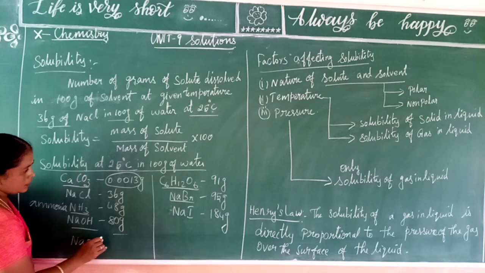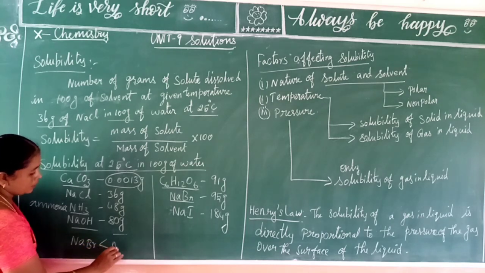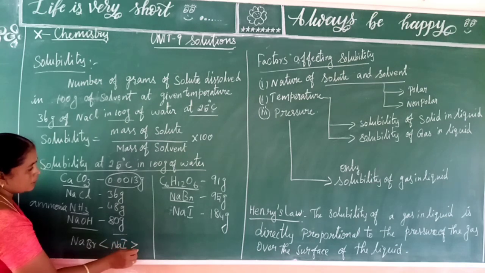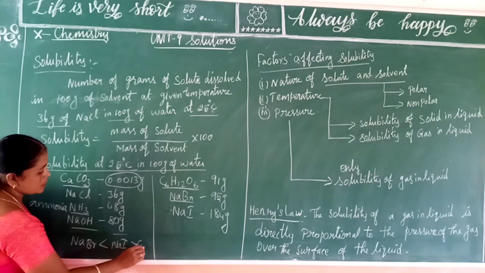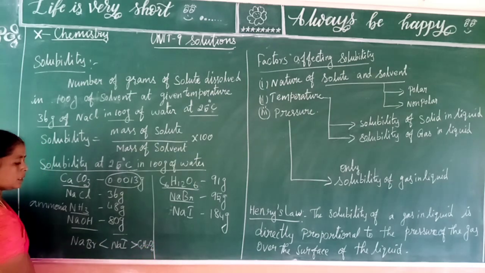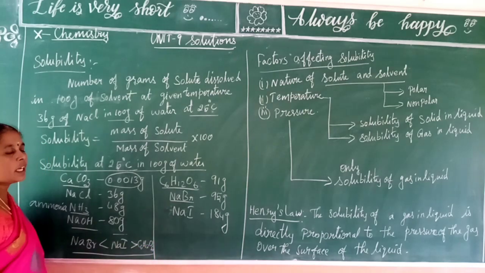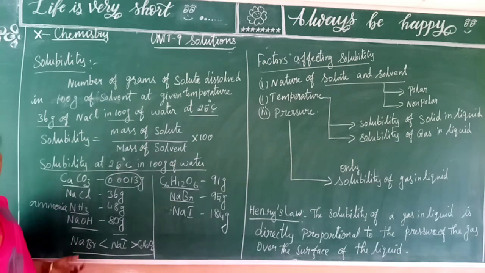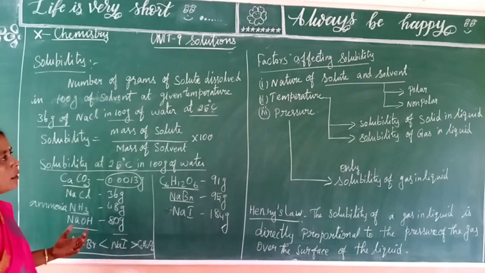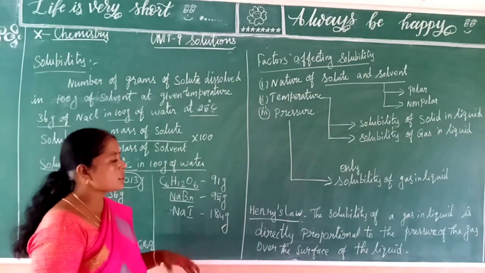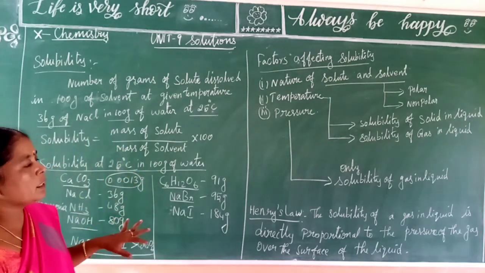NaBr is less than NaI and greater than C6H12O6. This order may also be given, and you have to choose the correct answer. They may ask like this, or otherwise they give the correct order. Okay, next.